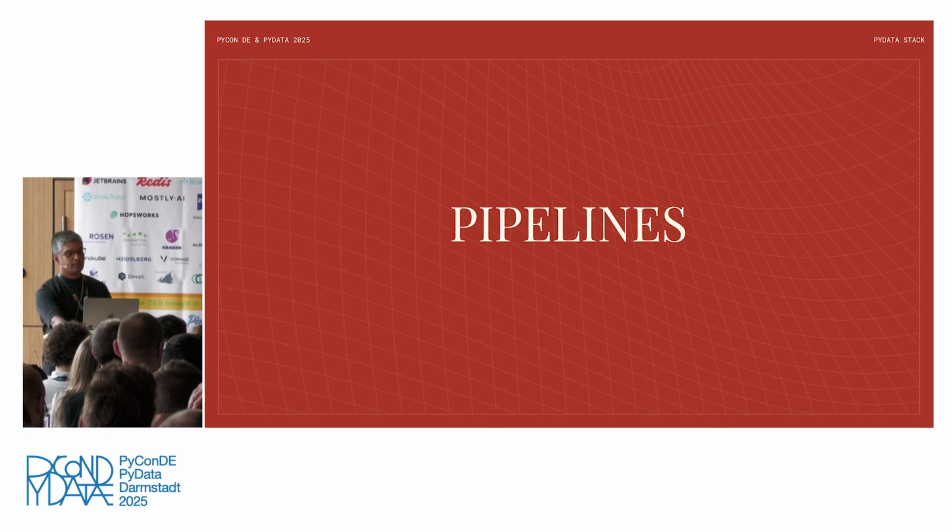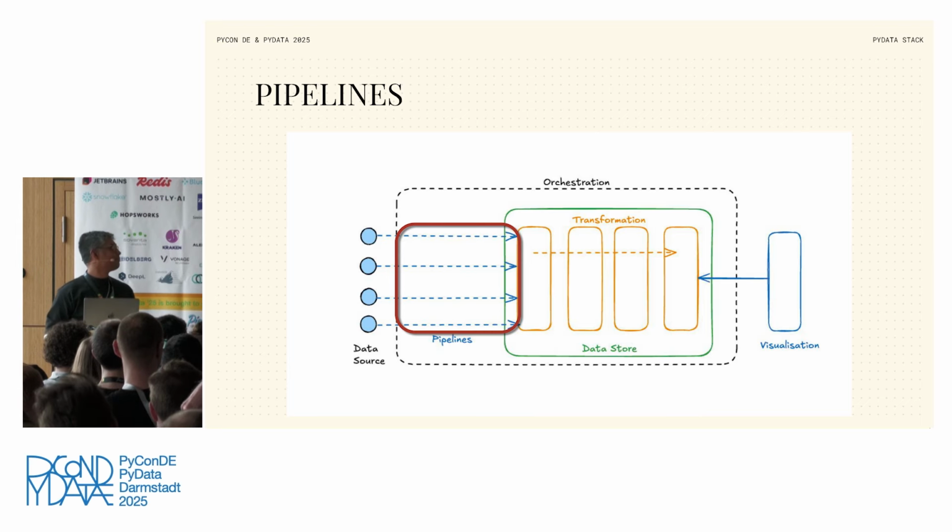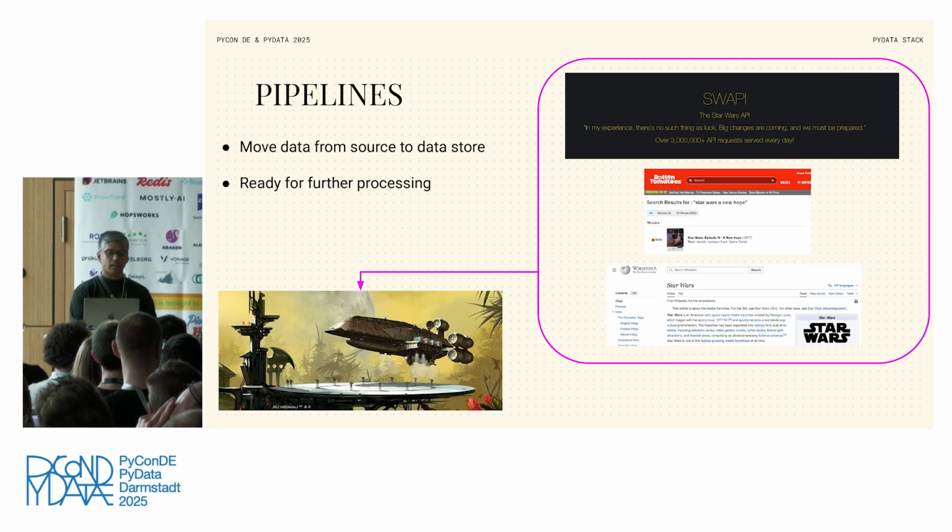All right, let's get into it. Pipelines. So as you recall, pipelines move data from source to data store. There are loads of tools out there that do this work. Airbyte, Meltano. You could even write it in pure Python using something like requests. But for the purposes of this exercise, we're going to use DLT. And just recovering again the sort of source of data that we're pulling from: Star Wars API, Rotten Tomatoes, Wikipedia.